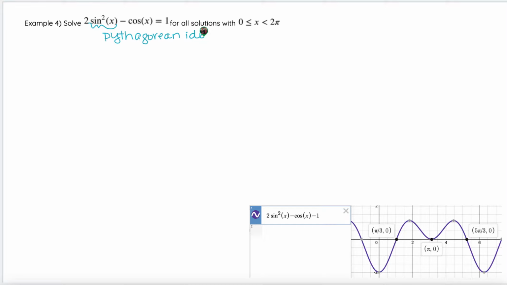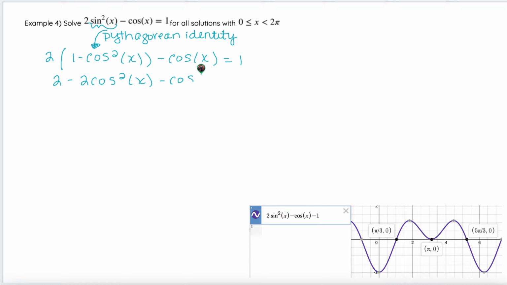And I'm going to use the identity that has the cosine within that identity. So this is actually going to be 2 times 1 minus cosine squared of x minus cosine of x equal to 1. So I replaced sine squared of x with the Pythagorean identity 1 minus cosine squared of x. This works out nicely now that everything is the same trig function itself. I'll distribute, so now we have 2 minus 2 times cosine squared of x minus cosine of x equal to 1.